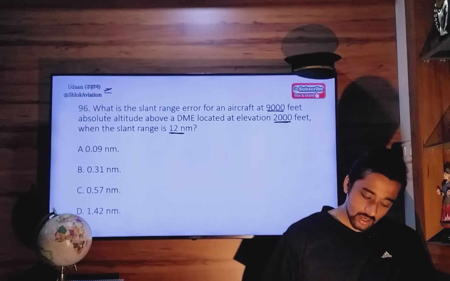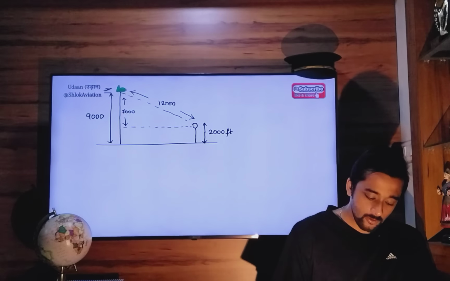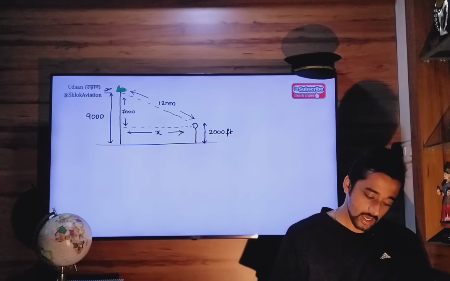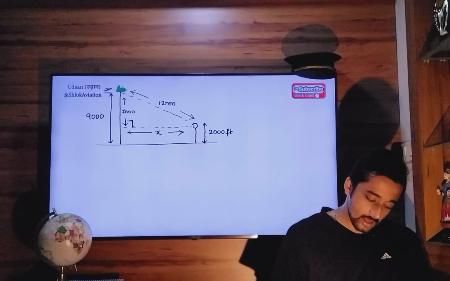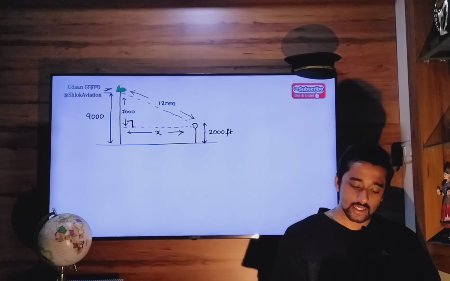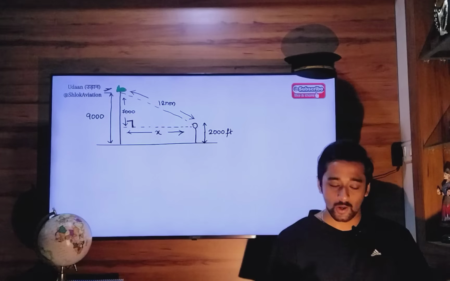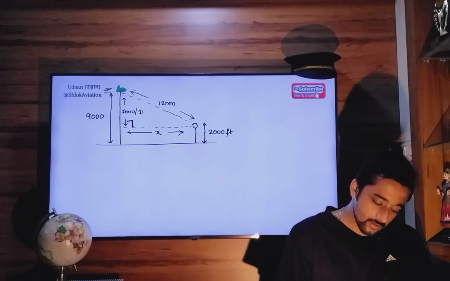The slant range given to you is 12 nautical miles. You have to find this ground range, ground distance, horizontal distance. Using what theorem? Using Pythagoras formula. Now 7,000 feet is nothing but 7,000 divided by 6,000, 1.1 nautical miles. So let's consider this 1 nautical mile.